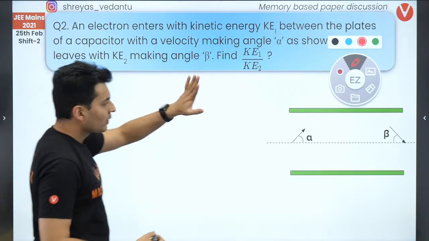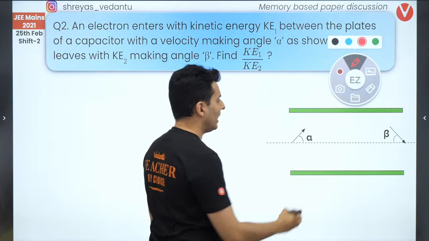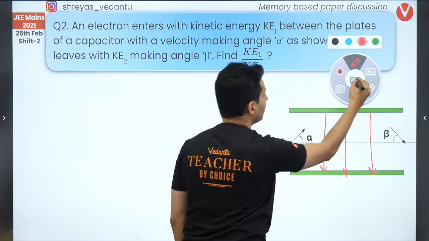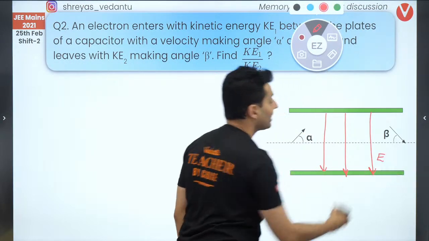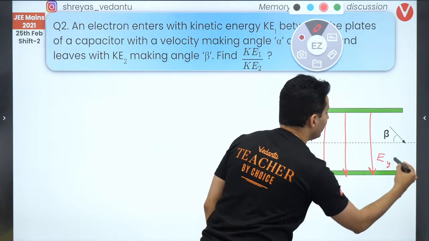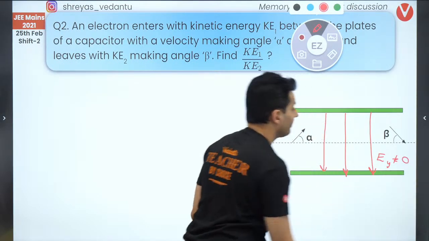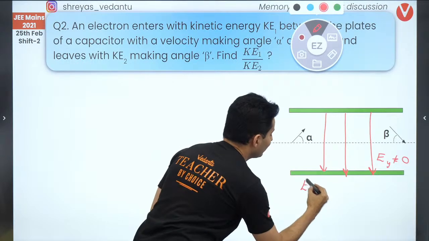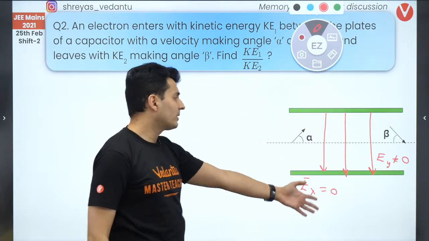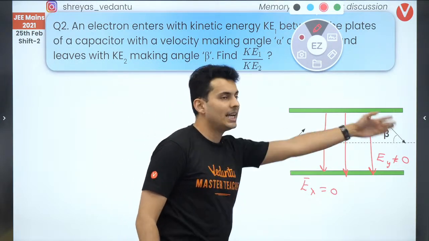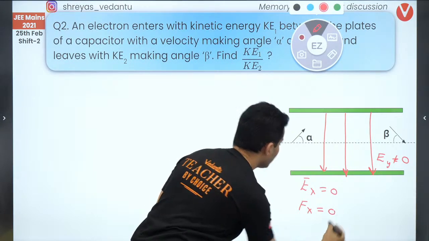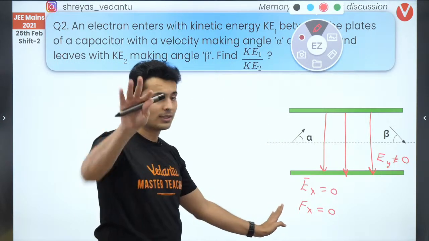Okay, so one thing is clear. Between these 2 capacitor plates, the electric field will be like this, correct? The electric field will be like this. So there is electric field in the y direction, but what is the electric field in the x direction? It's 0. Between the 2 plates of capacitor, there is no field in this direction. That means the force in the x direction is 0. Correct, guys? There is no force in the x direction.